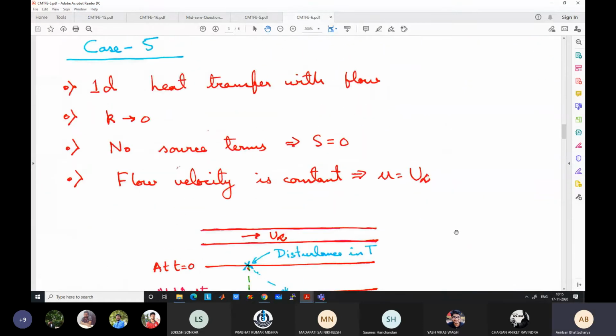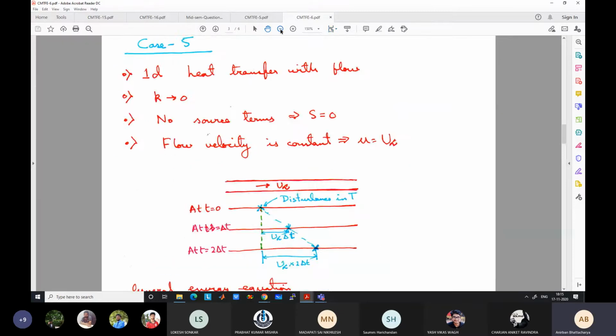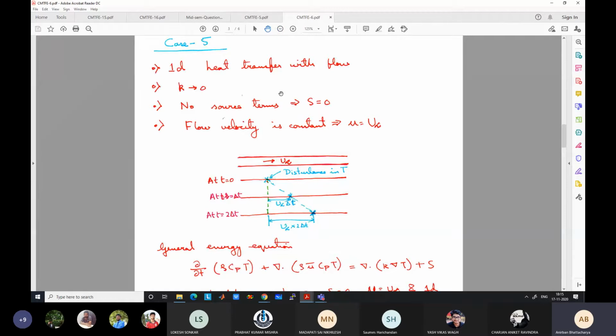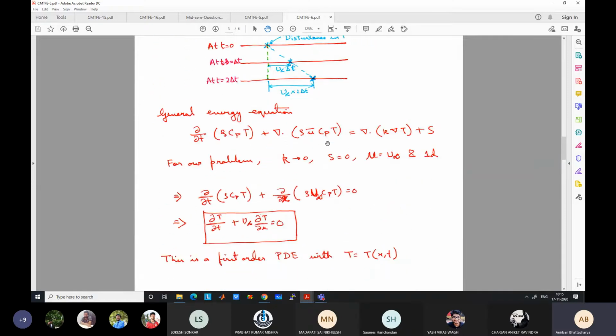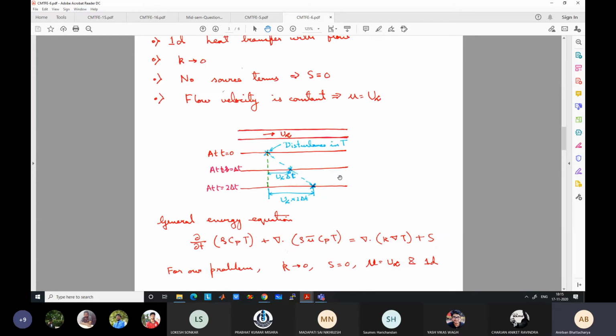The example 5 that we had discussed: 1D heat transfer with flow. So basically 1D convective heat transfer, but with the assumption that the diffusion is almost zero, negligible, and that there is no source term, but there is the transient term. And another important assumption was that U has to be constant. U is not a variable, it is a constant. It has a constant value.